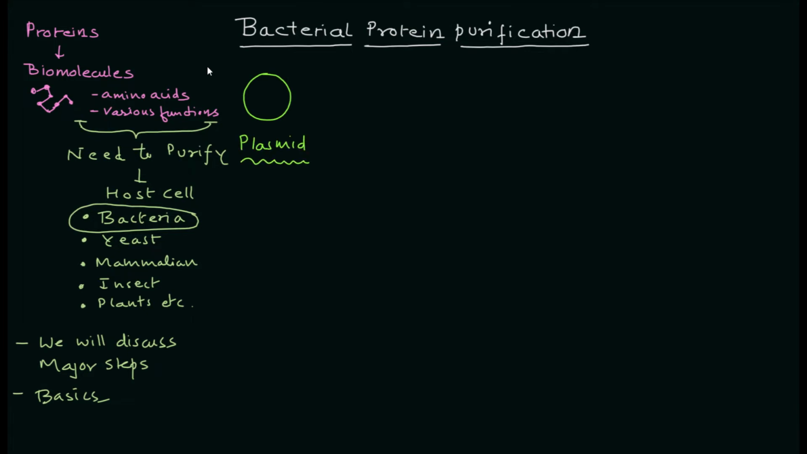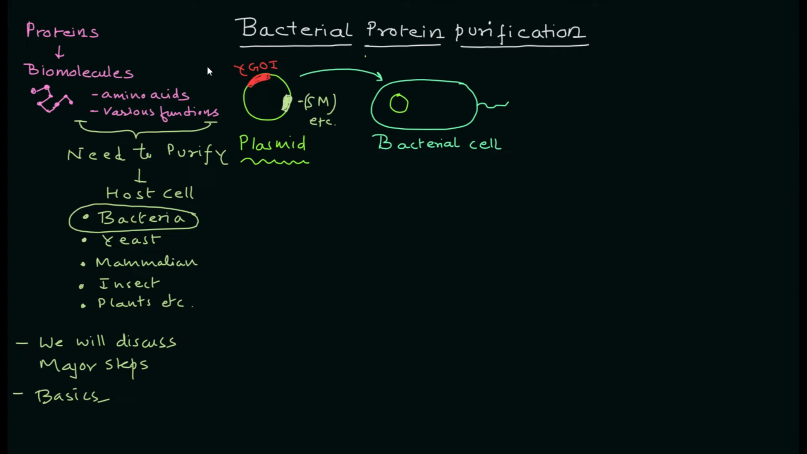So first thing is we need a plasmid. Plasmid is a double-stranded, circular DNA molecule that has the gene of interest. So here I'm writing GOI, which is your gene of interest. In addition to that, there are various components, but another important component is the selectable marker, using which you can screen out the cells where you have the plasmids. First step is to transform the plasmid into the bacterial cell.